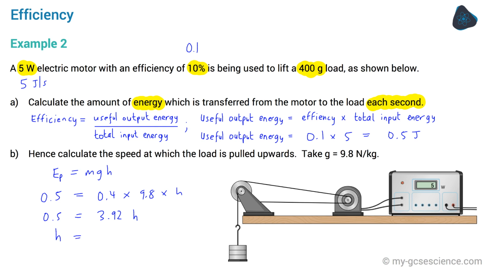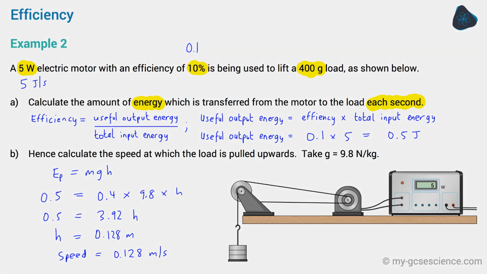which gives a value for h of 0.128 meters. What this means is that the load moves up by this distance every second. Since speed is just the distance something travels in 1 second, that means that our final answer is 0.128 meters per second.